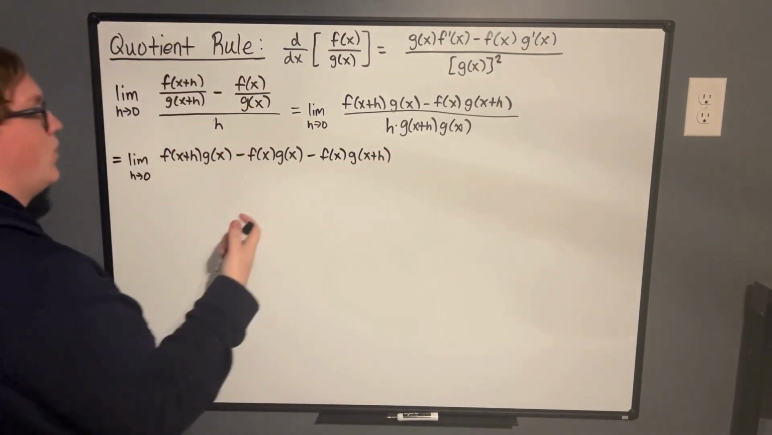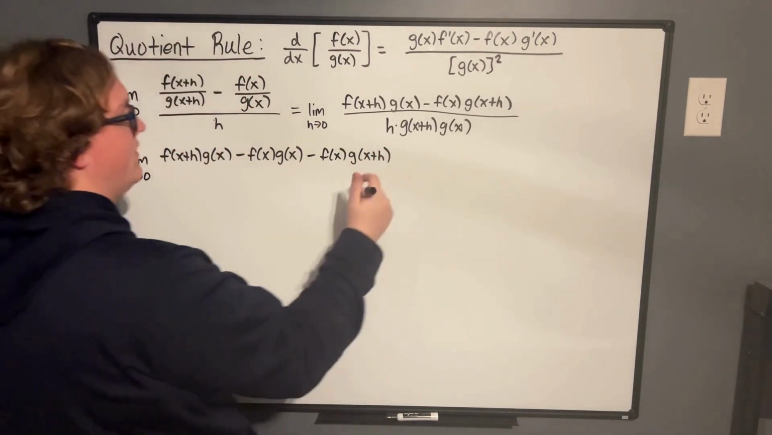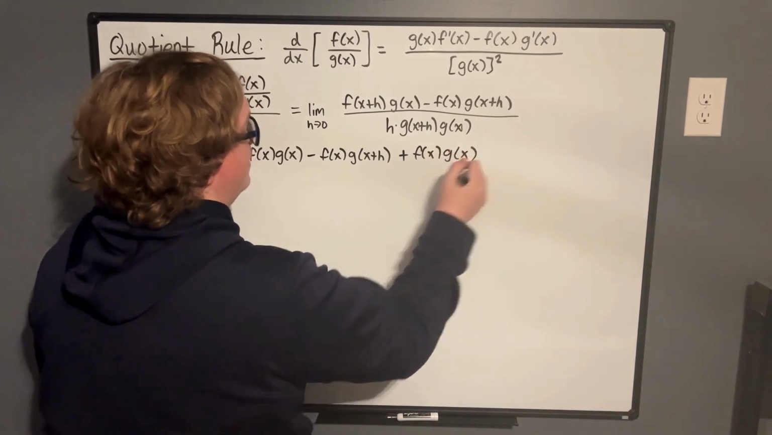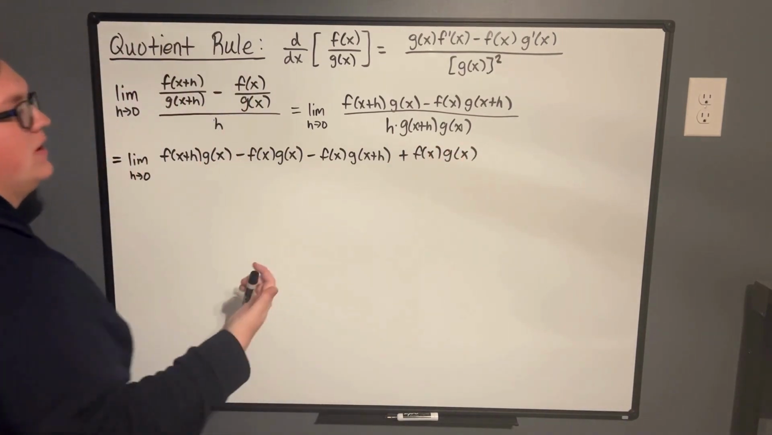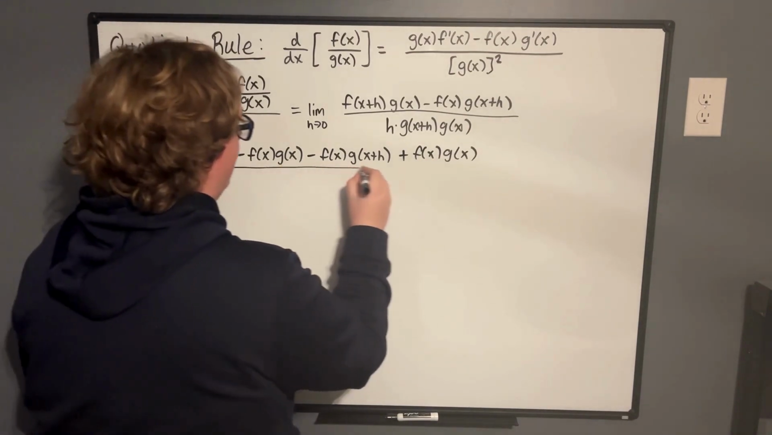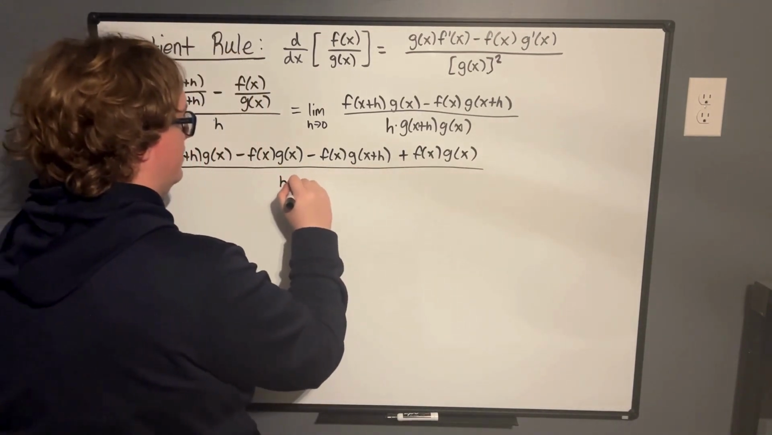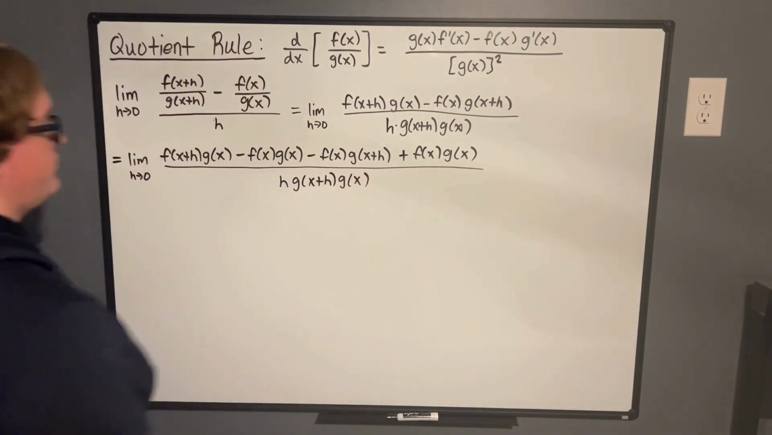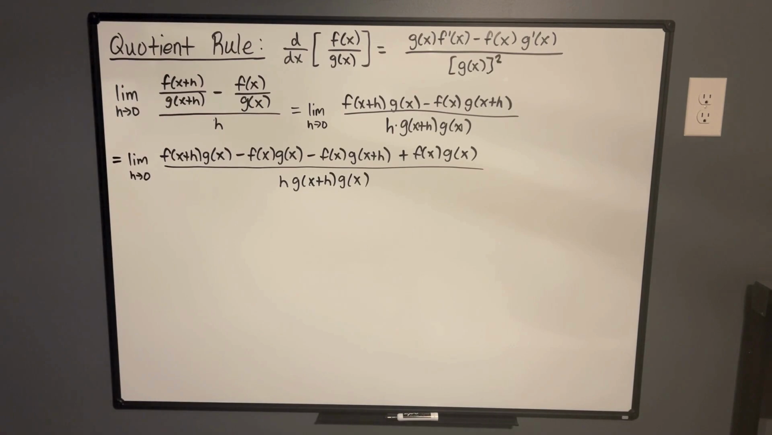And now this is where I can justify subtracting here because if I add the same thing, nothing changes, right? Because I could combine these to 0 and we still have the exact same numerator. And then now remember all of this is divided by that h, g of x plus h, g of x. So this is what we've done. So we've subtracted and added the same term.